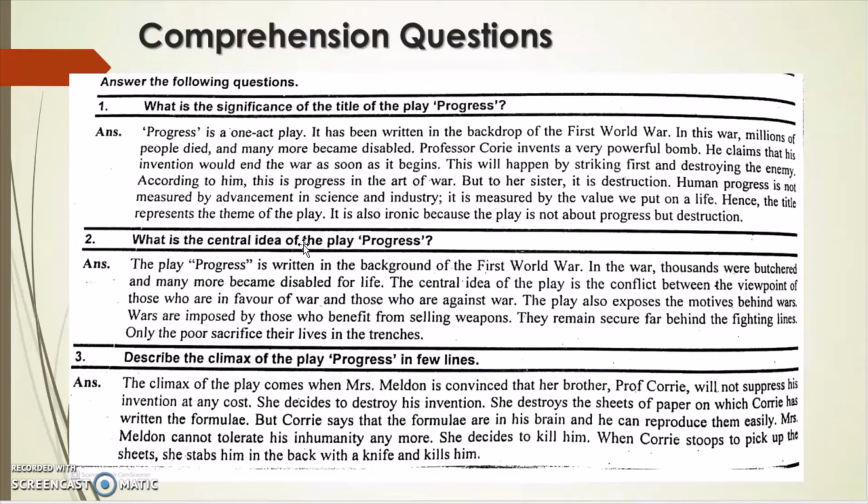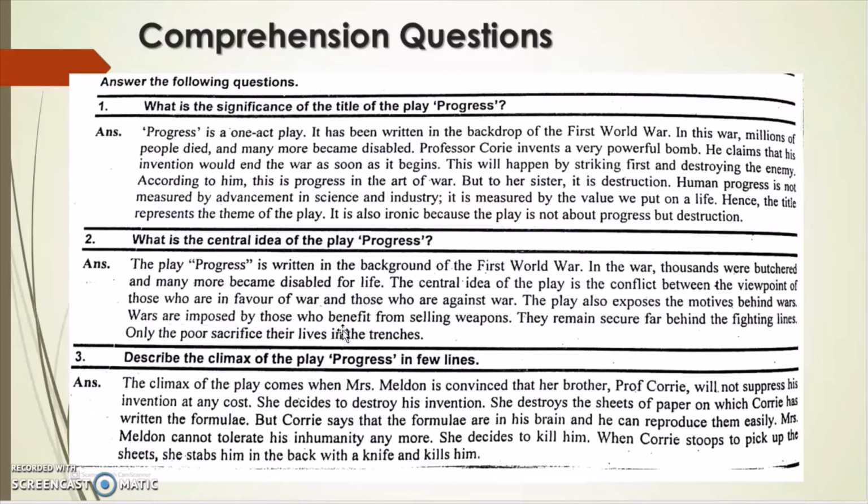Now, what is the central idea of the play? We have already discussed that the play Progress is written in the background of the First World War. In the war, thousands were butchered and many became disabled for life. The central idea of the play is the conflict between the viewpoint of those who are in favor of war and those who are against war. The play also exposes the motives behind wars.